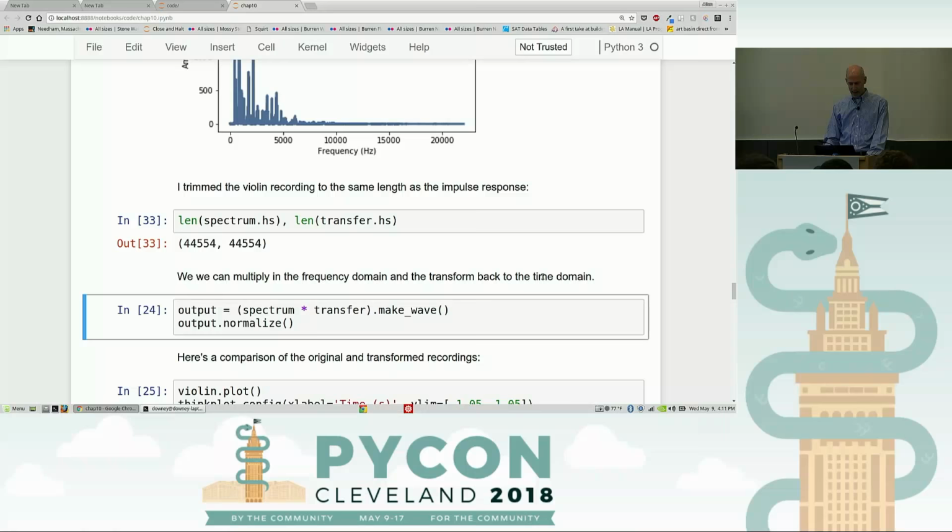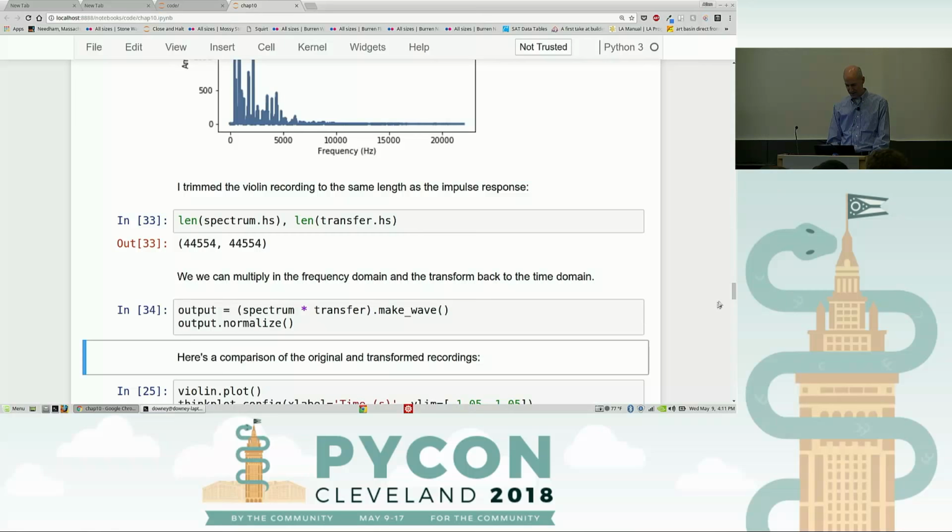Now, there are two ways to figure out how this room is going to behave. One way is convolution in the time domain. The other, which is plain old multiplication, I'm going to do in the frequency domain. So I'm going to take the spectrum of the input, and I'm going to take the transfer function, which is the spectrum of the impulse response, and multiply them together element-wise. That'll give me the spectrum of the output. And then the make wave operation is the inverse DFT. I'm going to go over this again in a second, so don't panic.